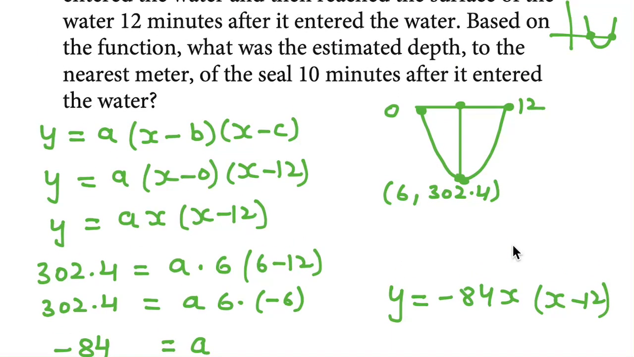Let's see what is asked. Okay, based on the function, what was the estimated depth to the nearest meter of the seal 10 minutes after it entered the water? So it is at the 6th minute, right? Which is the value here. We have to calculate this particular value. Now we are guessing something. It's going to be less than 302.4. A little guess, so that whatever answer we get, we are a little bit sure that whatever we are doing is correct. That is always like a smart option.